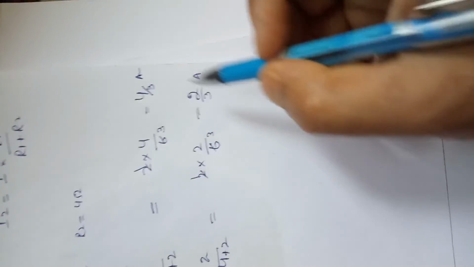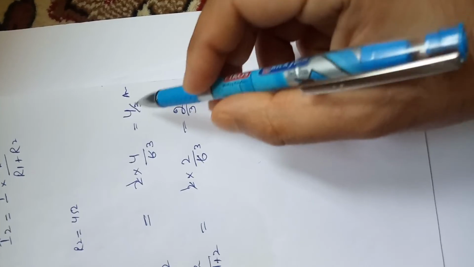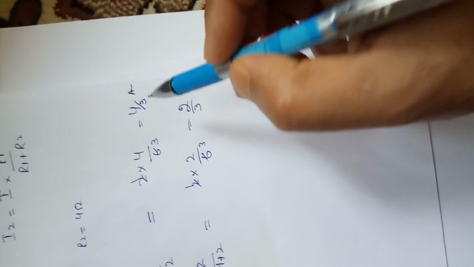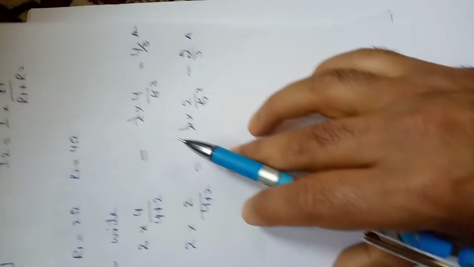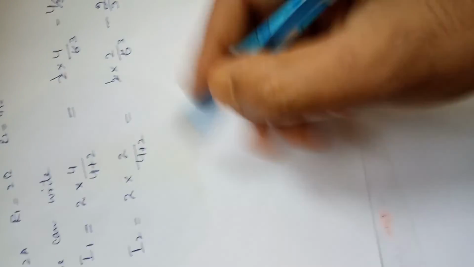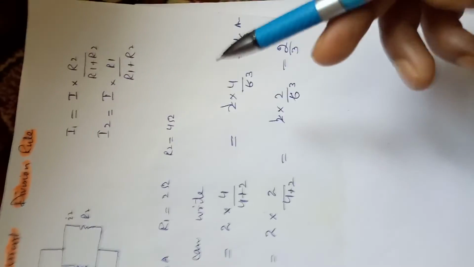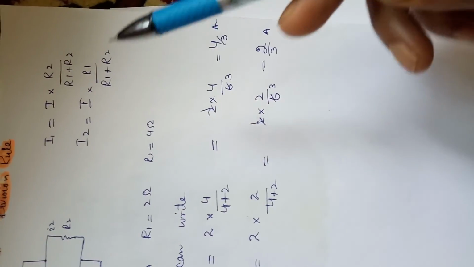From this it is clear that the value of I1 is double the value of I2. So this shortcut which we have used is correct.